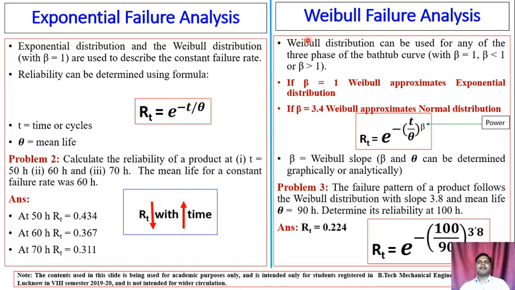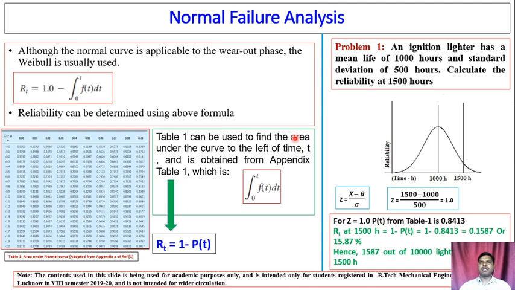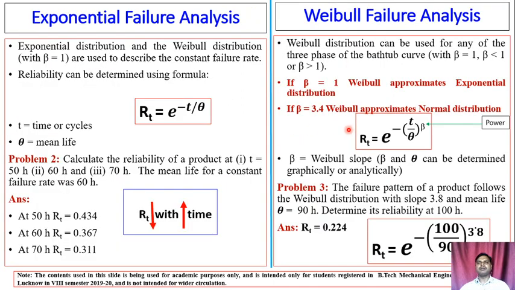The third failure analysis is done by approximating the failure rate as Weibull, as it follows the Weibull distribution. The Weibull distribution can be used for any of the three phases of the bathtub curve, as we have discussed earlier during the bathtub curve analysis, with beta equal to 1, beta less than 1, or beta more than 1. Here beta is less than 1, here beta is equal to 1, here beta is more than 1. So this Weibull distribution curve is feasible for all three phases of the bathtub curve.